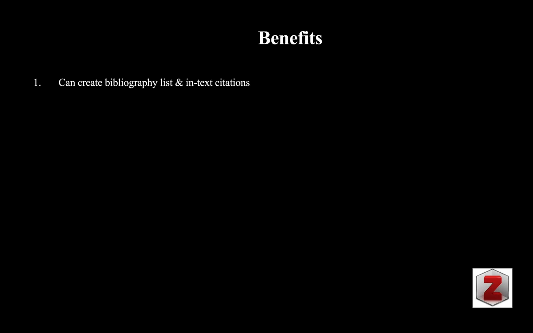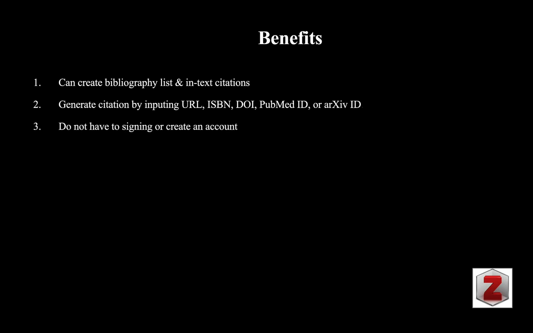Some of the benefits of using Zoterobib is that you can create a bibliography list as well as your in-text citations. You can generate in-text citations and your bibliographies by inputting URL, your DOI, or any identifiers to your source. It also helps you generate the bibliography and in-text citation without signing in to Zotero as well as without creating an online account or installing the software. It's compatible with over 10,000 citation styles.